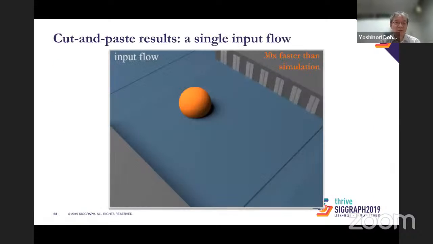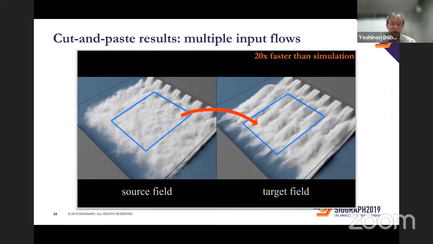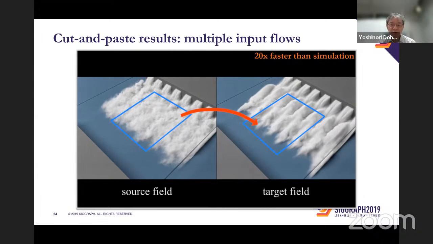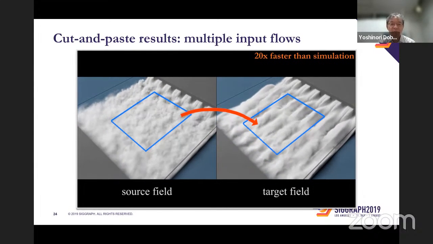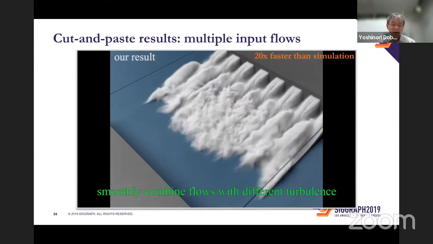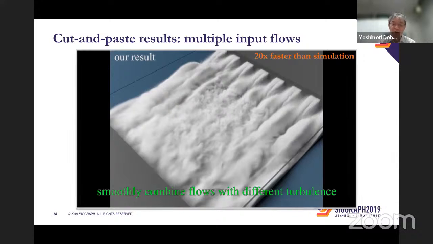Okay, let me show you some examples. This one is the same as the one shown in the beginning, so let me skip it. Next, in this case, we have two velocity fields, this one and this one, and we want to copy this region into this region. Let's see the animation. These are the input velocity fields, and here is the result. You can see that our method can successfully combine flows with different turbulence.